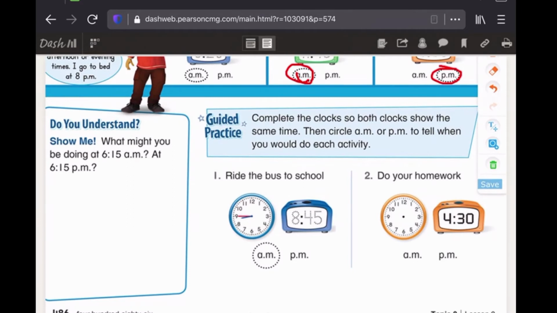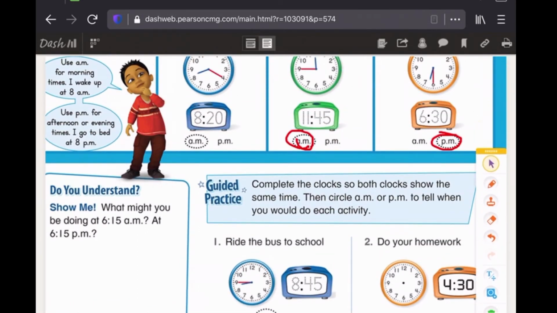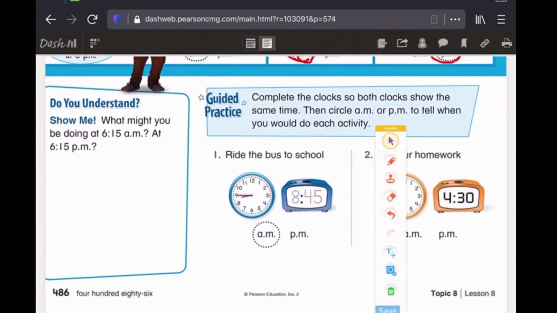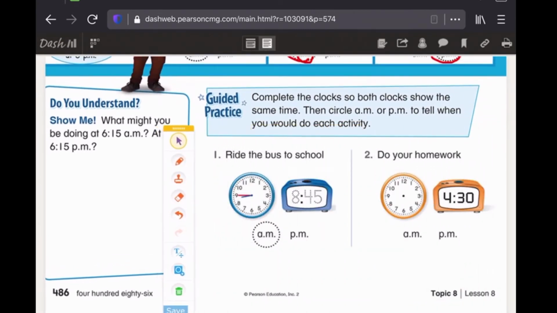Let's take a look at do you understand? What might you be doing at 6:15 a.m. and at 6:15 p.m.? So this question is unlike our typical do you understands. They're asking you about your day. What do you usually do at 6:15 in the morning? I bet a lot of you are still asleep. And at 6:15 p.m., either having dinner, doing homework, playing video games, who knows? You're definitely not eating breakfast and waking up, though.